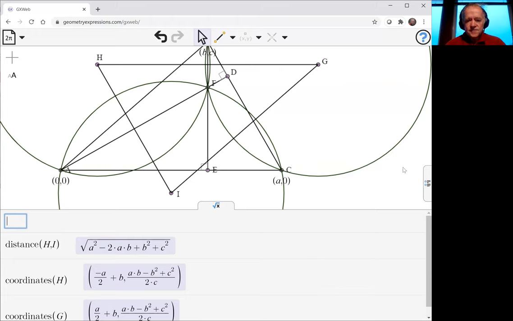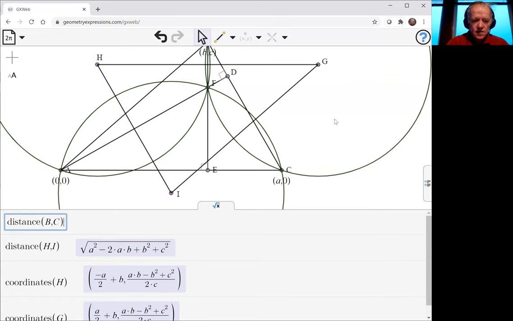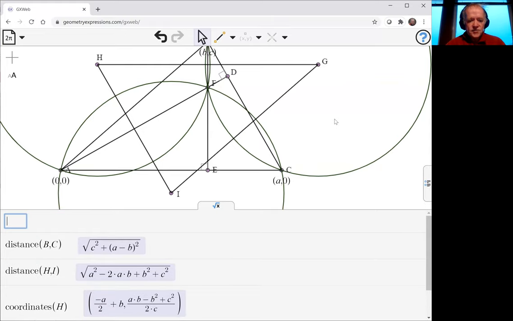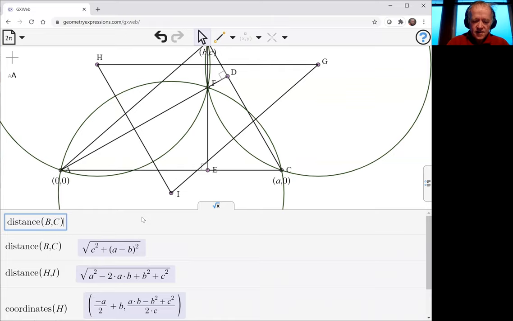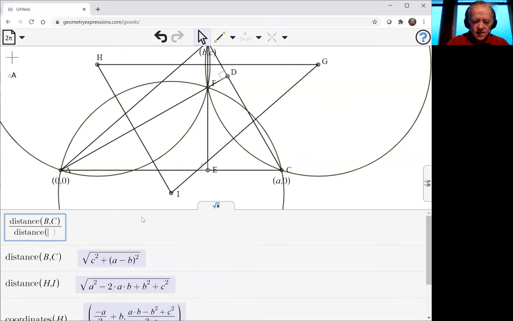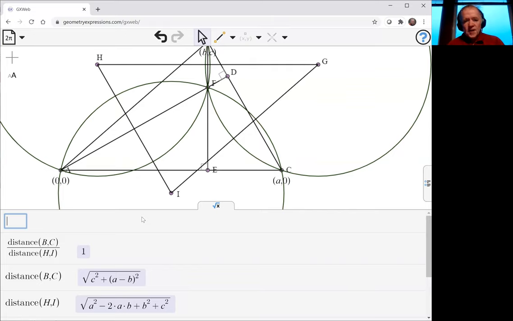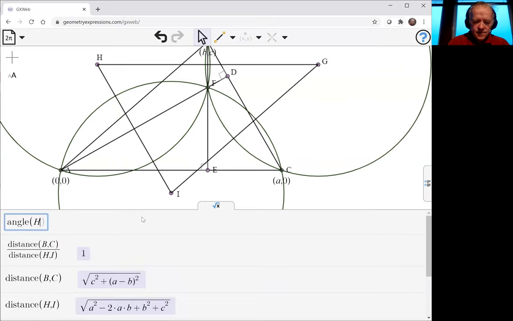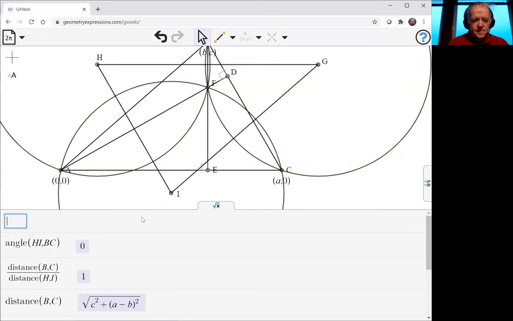And the distance BC. That's the original one. Well, indeed, if we're prepared to do a little bit of algebra, we can see they're the same. Or we can just do this. And for parallelism, we just need the angle between HI and BC to be zero.